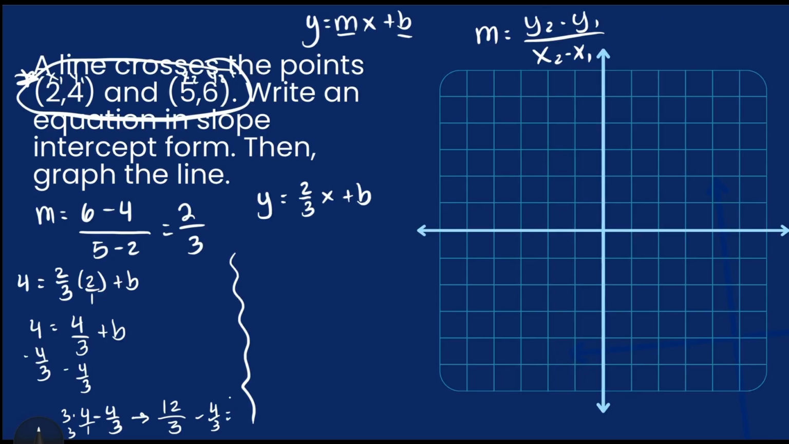12 minus 4, that is 8, and I get 8 over 3. Therefore, b is equal to 8 over 3. And so my final answer would look like y equals 2 over 3x plus 8 over 3.